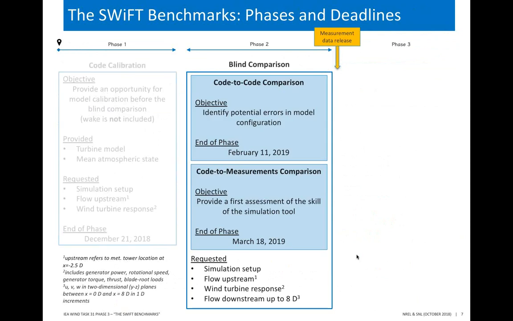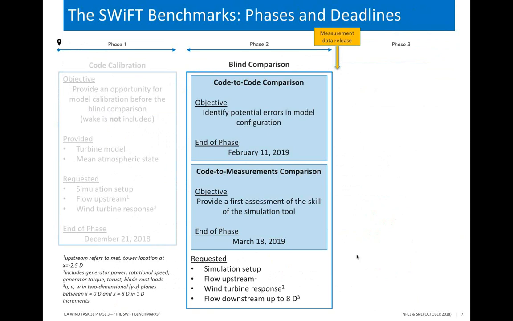After phase 1, we move on to the blind comparison phase, which has 2 different parts. The first part is a code-to-code comparison. No measurement data are involved, and the objective is to identify potential errors in the model configuration. When we compare models to one another, if anything really jarring stands out, such as one model not performing like the others, then you have a chance to address that before we start the comparison with the measurements. And that comparison to measurements is part 2 of phase 2.